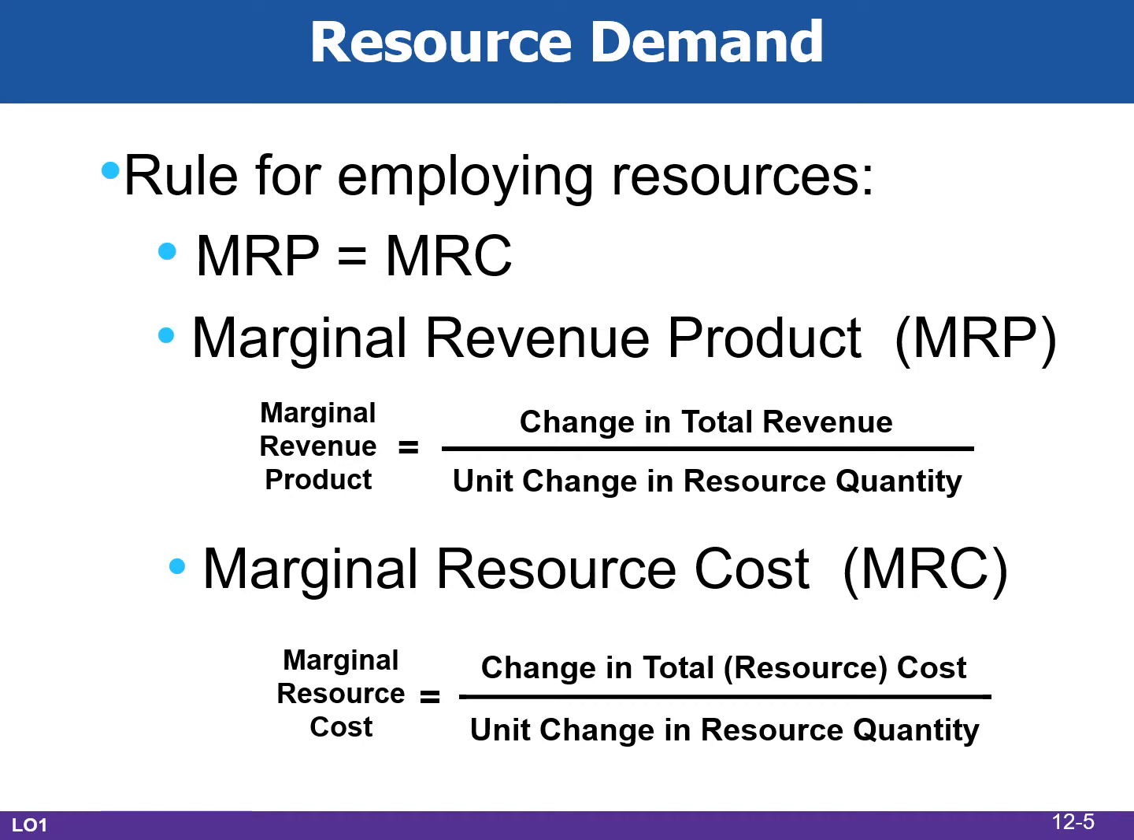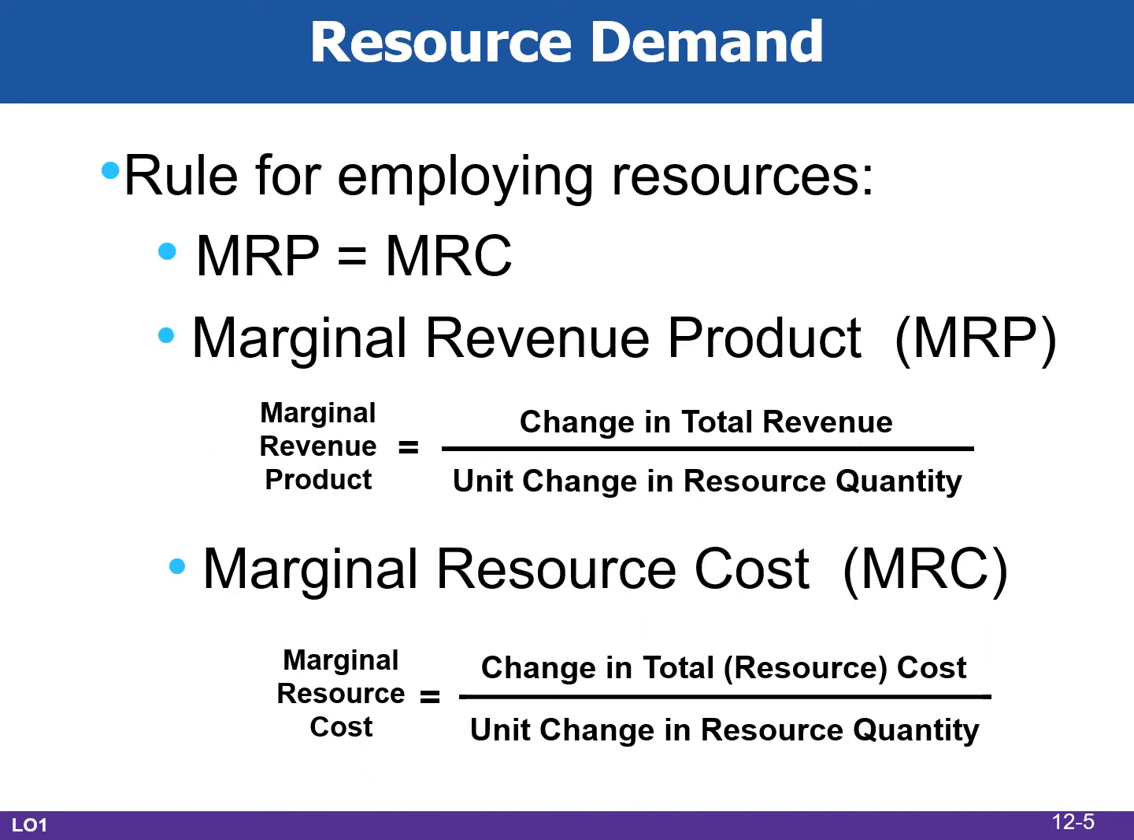So our denominator, unit change in resource quantity, will be 1. So change in total revenue over 1, in essence, marginal revenue product for our analysis can be summed up as how much does the firm expect to increase revenue by hiring the next worker, by increasing the labor input by 1 unit. Likewise, if we look at MRC, the mathematical representation of this equation is change in total resource cost over unit change in resource quantity.